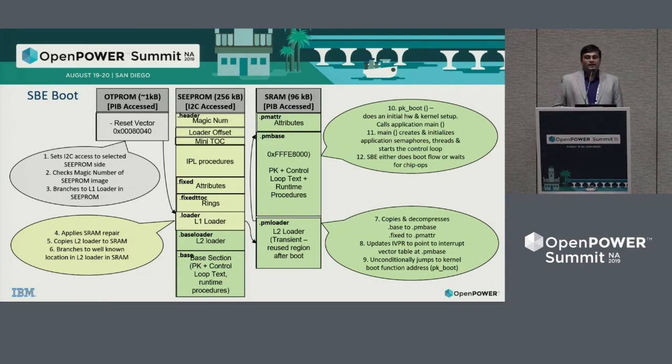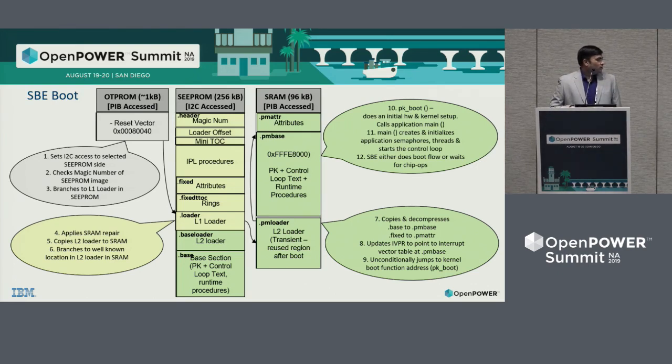It's not exactly ELF, but it's a native IBM format called XIP and likely to change in the future. So we have the loader sections. It branches here, and the L1 loader takes over. It repairs any hardware issues in the RAM itself, and then it would actually copy the L2 loader back to the RAM so that it executes way faster than the CPROM access. Remember, the CPROM goes over I2C, it's slow. Whereas this goes over a parallel PIB bus, it's way faster.